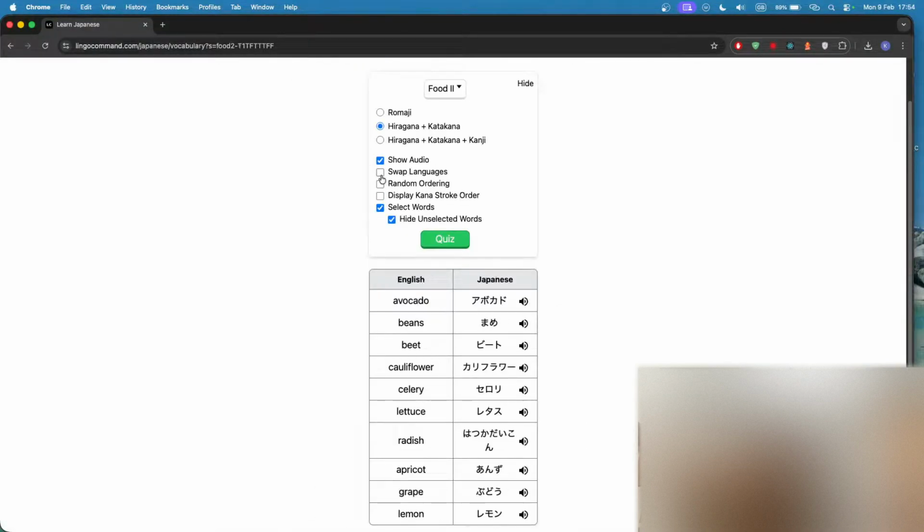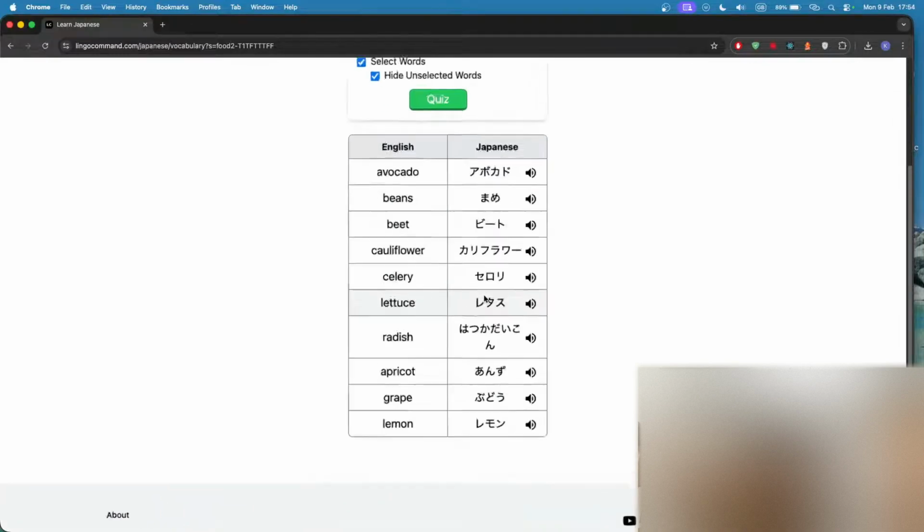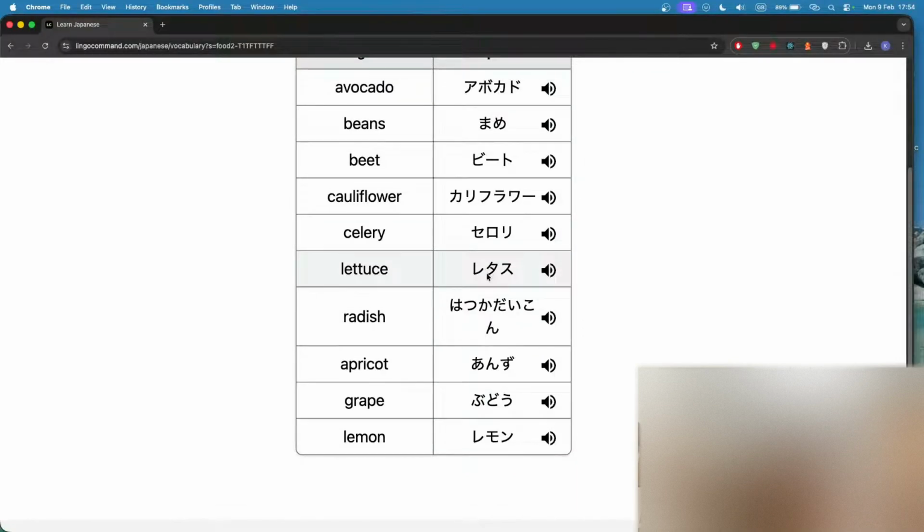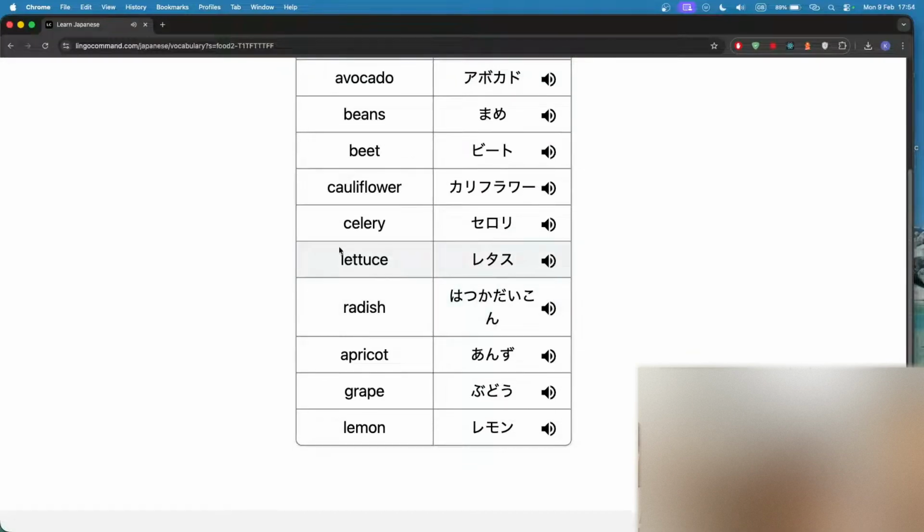Fantastic. And we'll uncheck swap languages, so we've got the Japanese on the right. And so here, lettuce is retasu, レタス. Apparently in Japanese they don't really have the sound for L, so they use R. And this is kind of in between an L and an R in English. Retasu, レタス.